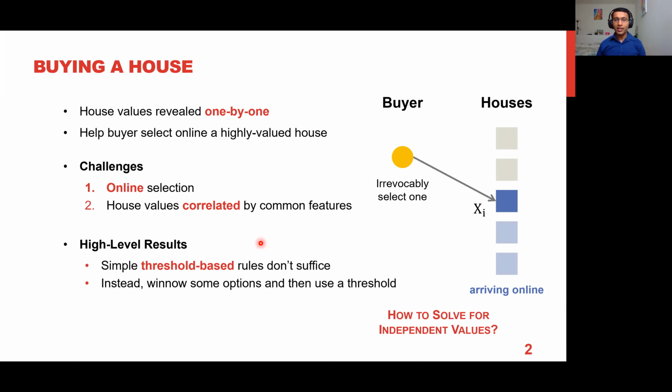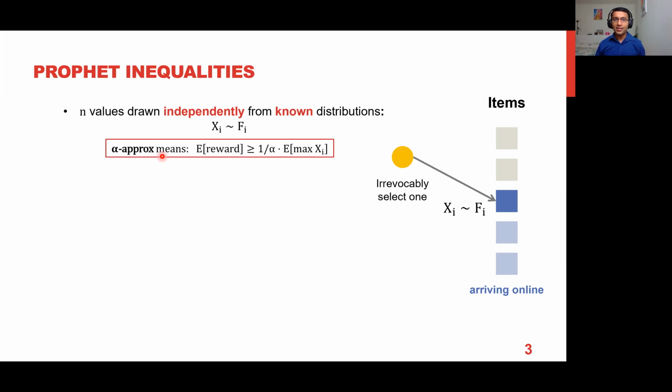Let's first start by recalling how to handle the independent value case, the case where threshold algorithms work well. This is actually the same as the classical prophet inequality problem, where the ith house value xi is drawn from some known distribution fi. Your goal is to maximize the value of the house that you get, the reward. And what you're comparing yourself to is the value of the highest house, or the highest item, chosen in hindsight. The question is, what fraction of it do you get in expected value?